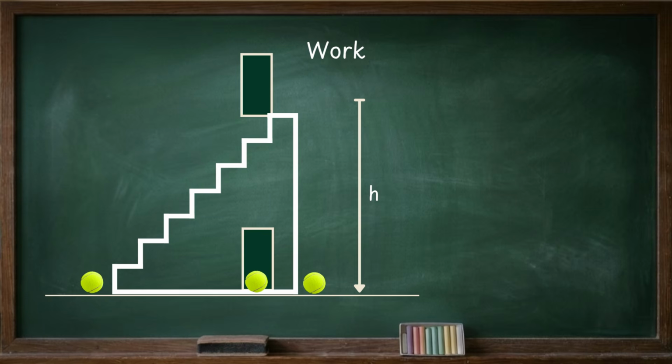Why? The gravitational force always acts vertically downward. The net displacement in the direction of this force is simply the height, h. Regardless of whether the ball drops straight down, is carried down the stairs, or travels in an elevator, this vertical displacement h is constant. Therefore, the work done by gravity is always exactly mgh.